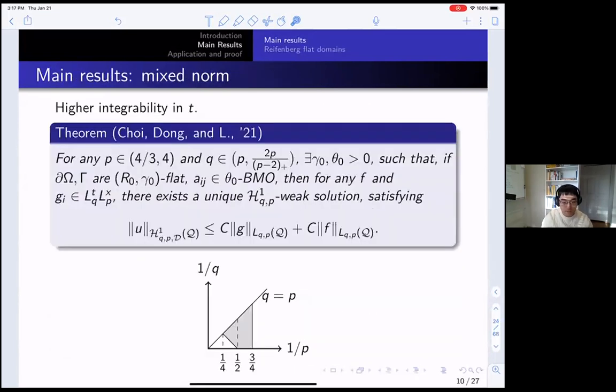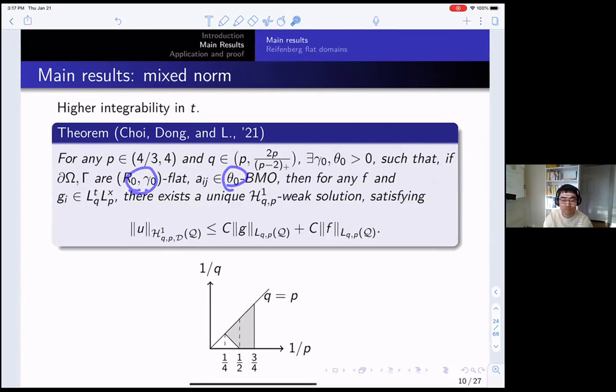We can also obtain a result for the mixed norm. That means if we have higher integrability in t for the right-hand side, then we have higher integrability in t for the solution. Basically under the same type of assumptions, locally flat boundary and BMO leading coefficients with possibly smaller parameters here, then for any right-hand side in L^q in t and L^p in x, where we have different parabolicity in t and x, we can solve in this mixed norm solvability space for the unique solution with the same indices, with the same estimate.